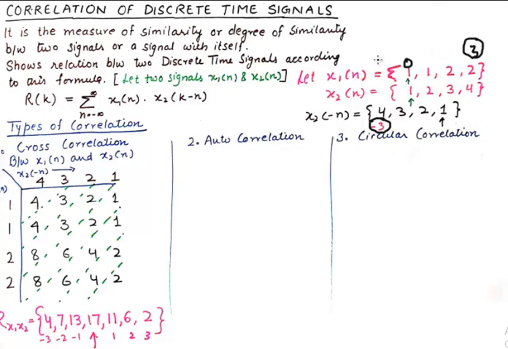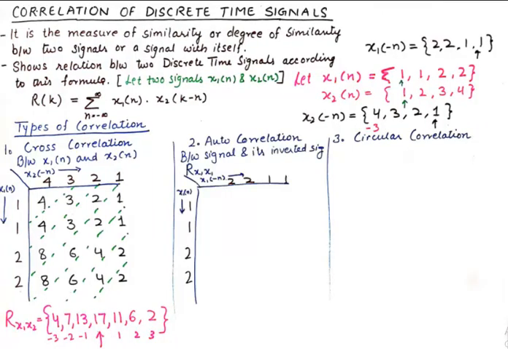How do you find the leftmost sample of the answer and the rightmost sample of the answer? If the leftmost is -3 and the rightmost is 3, the center will automatically lie here at 17. So pretty simple, isn't it? And then we find the autocorrelation.